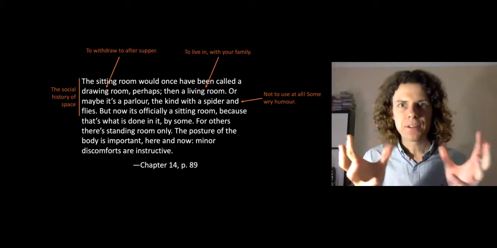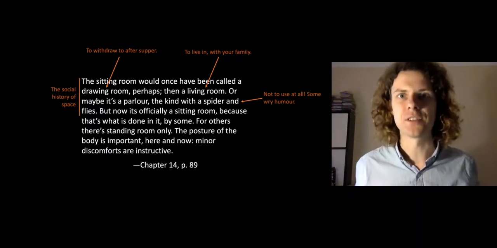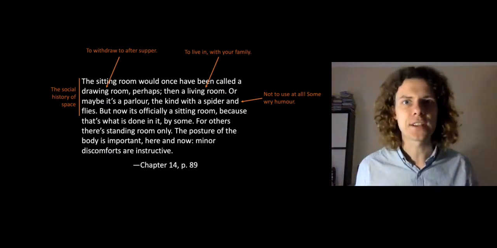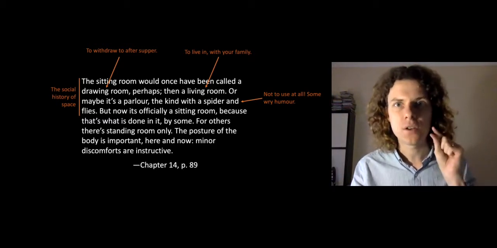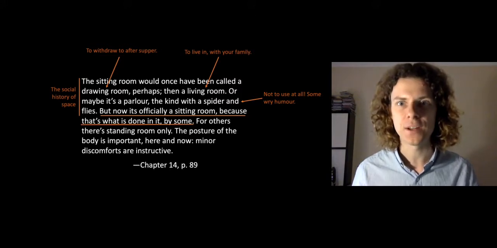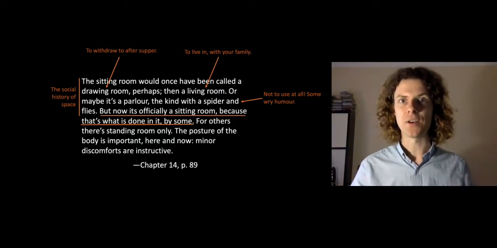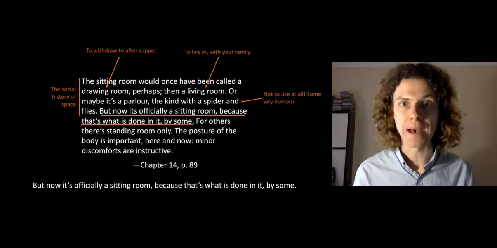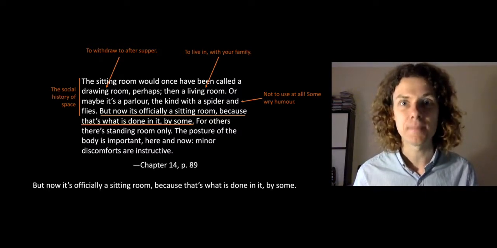Okay, so those first couple of sentences sketch this history of how rooms have been used in different societies to give us a bit of a context for what she says next. The next sentence zooms into what happens in her oppressive society of Gilead. But now it's officially a sitting room because that's what's done in it by some. Now this is an absolutely brilliant sentence, so I'm going to put it again down the bottom and we're going to unpack it. It's the only complex sentence in the paragraph.